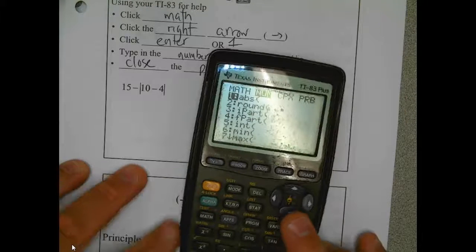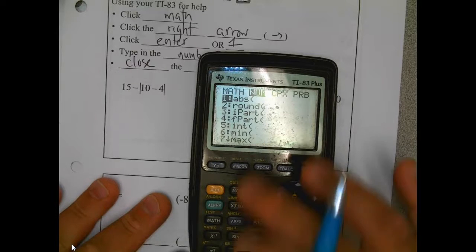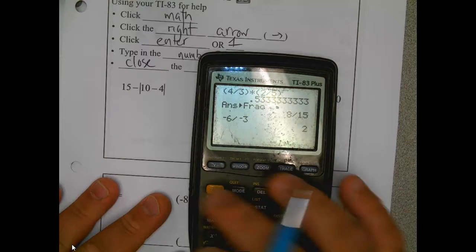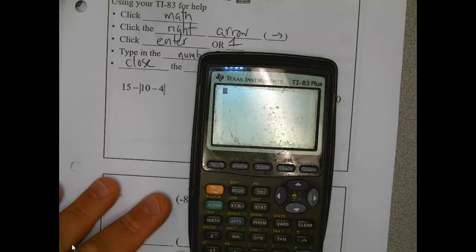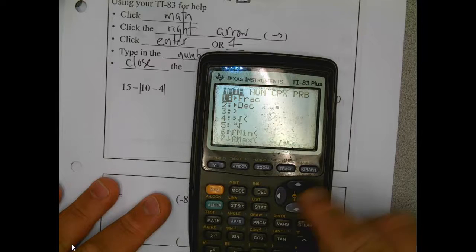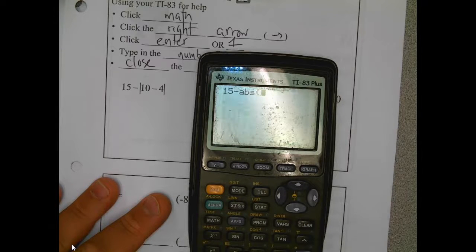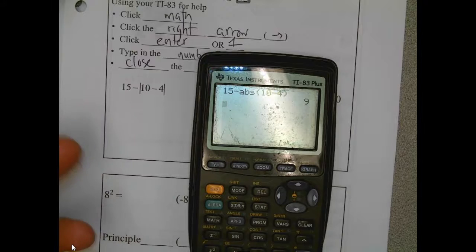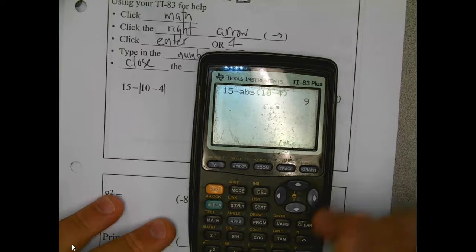So, if I'm going to do example number 1 over here, and again, you can have the calculator tomorrow when you get in class to look at this, I'm going to do 15 minus math, right arrow, enter, 10 minus 4, close the parentheses, and hit enter. And I get 9. We knew that anyway because 10 minus 4 is 6. But if it had been a negative 6, it still would have been 6. And so the answer still would have been 9. So we'll talk about that more in class.